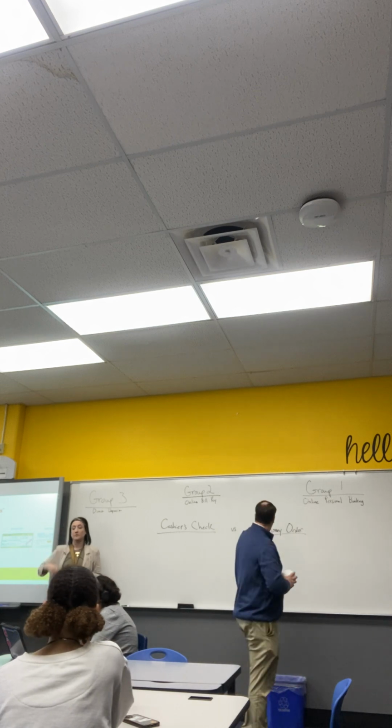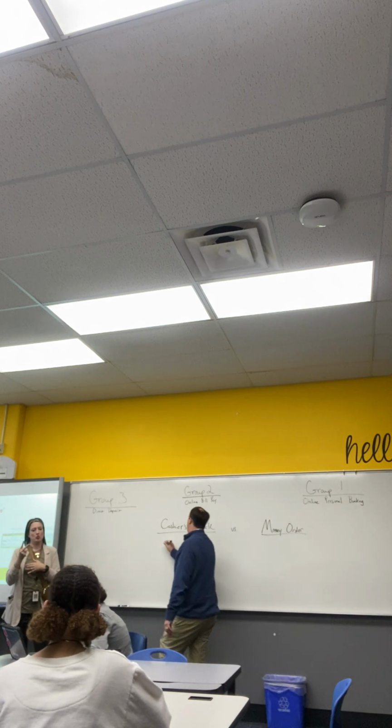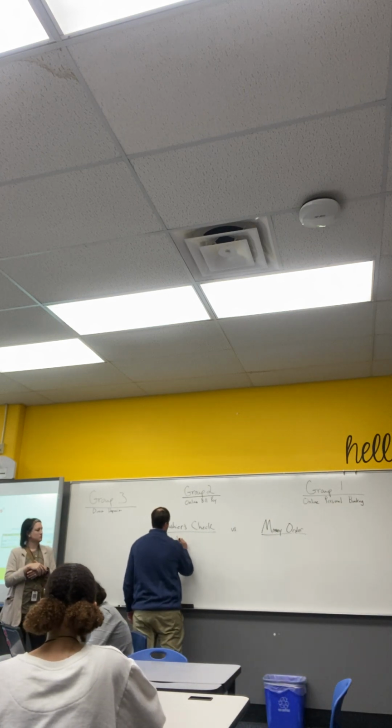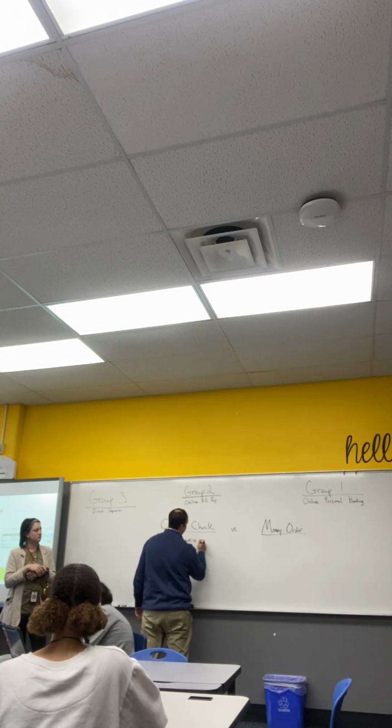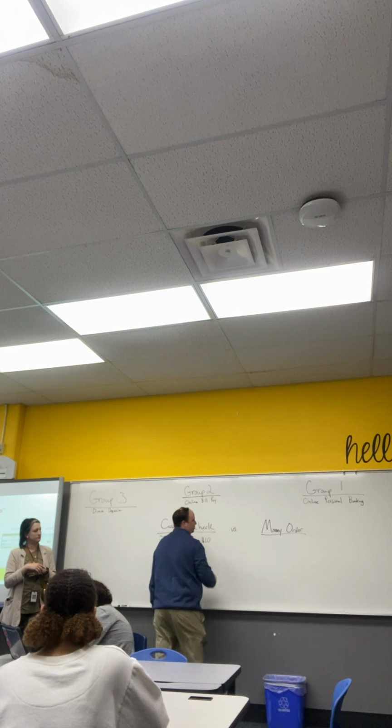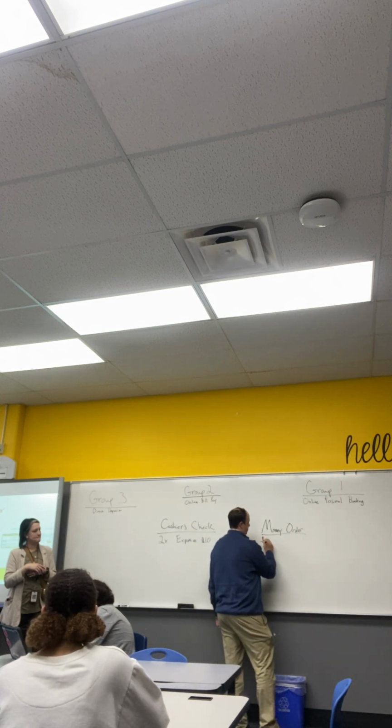Okay, so one thing that we noticed between a cashier's check and a money order, what do we think, Jackson? Give me one from either. A cashier's check is like twice as expensive. So it's like $10, and then the money order was $5 to get, right? Twice the expense, so $10 versus money orders $5. Yeah. Okay, good.